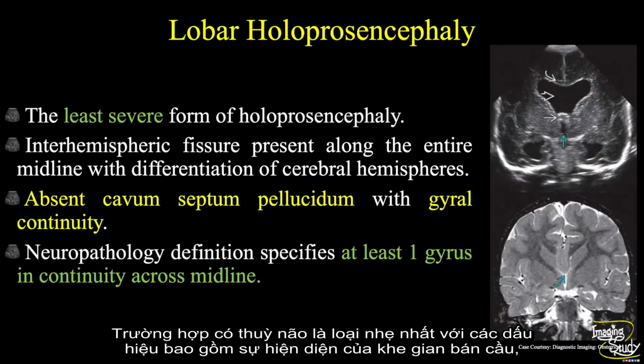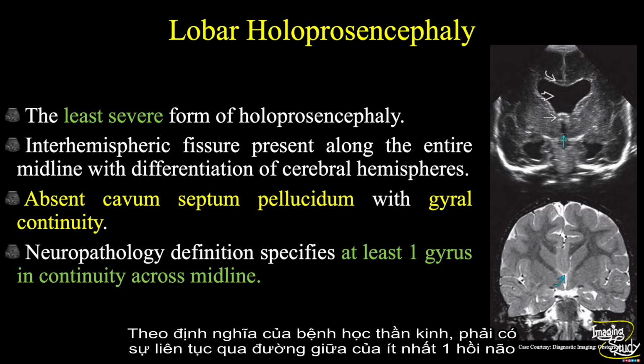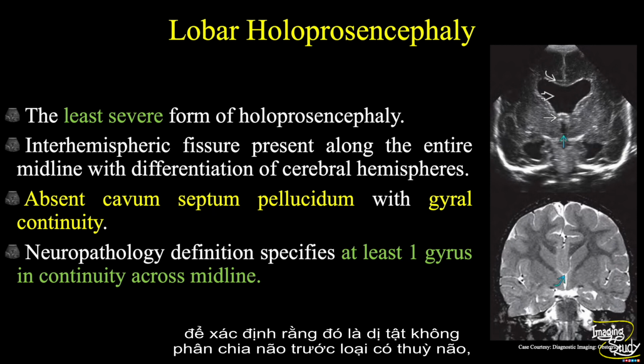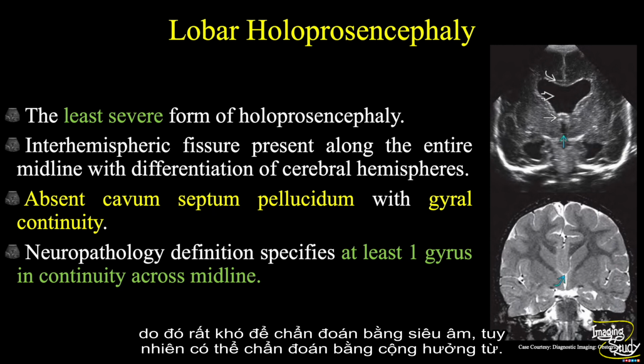Lobar holoprosencephaly is the least severe form of holoprosencephaly, where you will get presence of the interhemispheric fissure, absent cavum septum pellucidum, and a gyral continuity. According to neuropathology, the definition specifies that one gyral continuity should be present across the midline to call it a case of lobar holoprosencephaly. So this is very difficult to say with ultrasound, but can be diagnosed with MR scan.